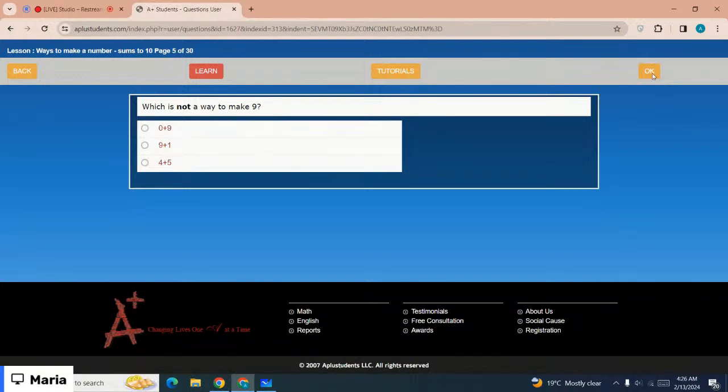Which is not a way to make 9, which is the correct option? Not a way to make 9, right? That is 9 plus 1 is the correct option. Got it?